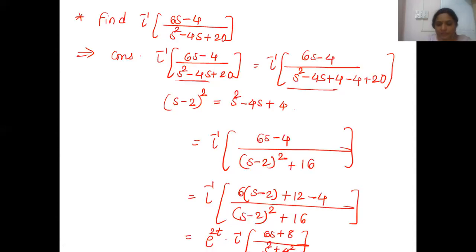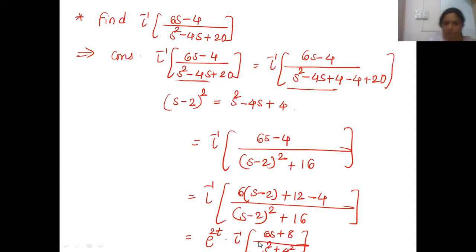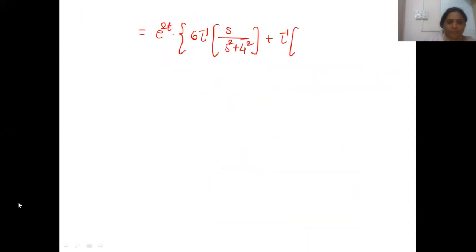So it is e raised to 2t into Laplace inverse of, what is the first term? Can you just check? 6s plus 8 upon s square plus 4 square. Right. 6s, so 6 comes out. Laplace inverse of s upon s square plus 4 square, plus Laplace inverse of the second term, 8 upon. So 8 also comes out as a constant. 8 into 1 upon s square plus 4 square.